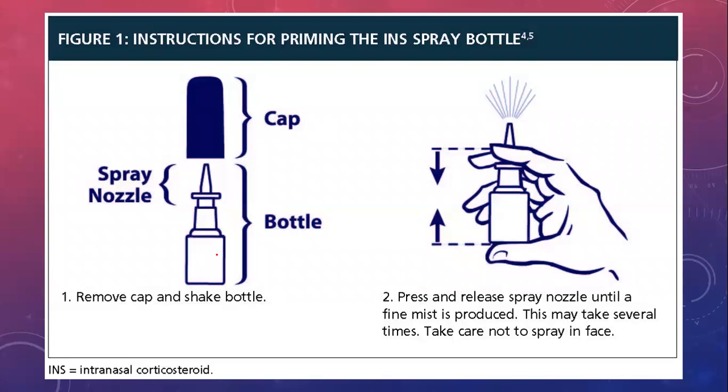Okay, this is the process of priming the nasal spray. First, before performing the priming, remove the clamp and shake the bottle. Then only can we make a solution in an equal proportion. Press and release the spray nozzle until a fine mist is produced. That is priming. This may take several times. Take care not to spray in the face. So if you're performing this priming procedure, we should make sure that it is not focused towards our face. It should be done away from our face.